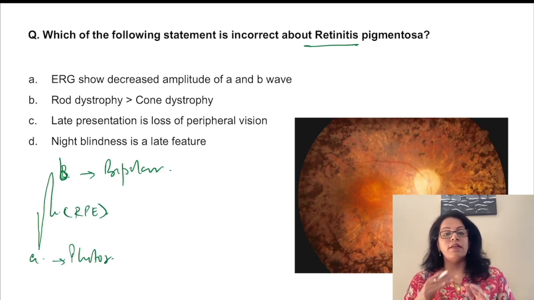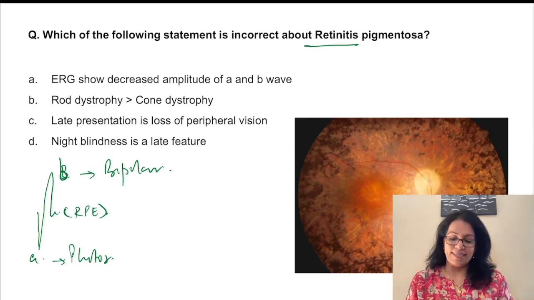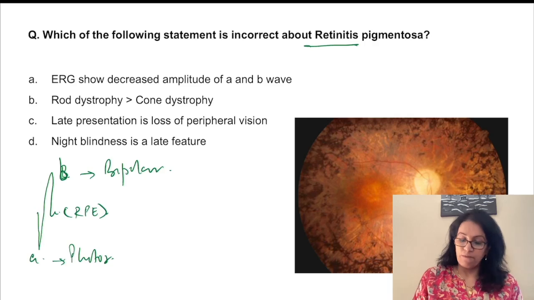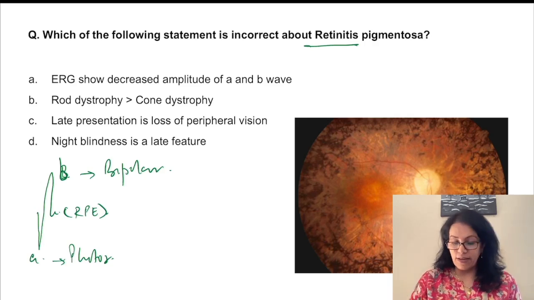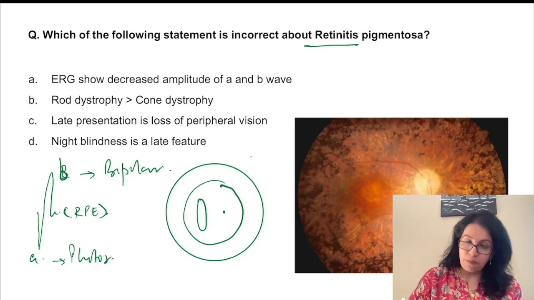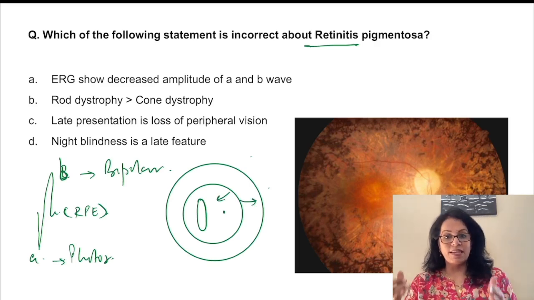Right. You must have seen in advanced retinitis pigmentosa you get a flat ERG. It's a dystrophy of rods and cones, and primarily they're affected. So that's also a correct statement. Late presentation is loss of peripheral vision. Again, this is correct, because initially in typical RP, we have learned the mid periphery is involved, right? So mid periphery is involved, and later it progresses centrally and peripherally. So peripheral vision will be affected a little late.